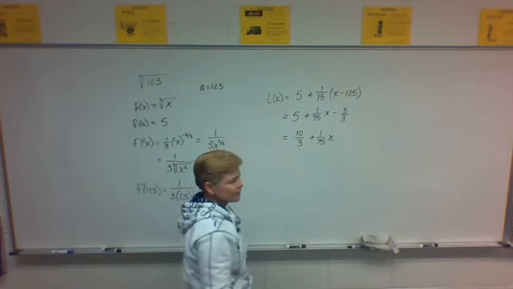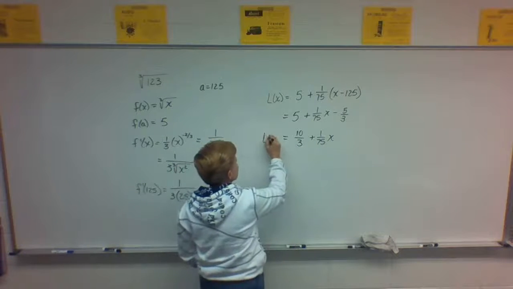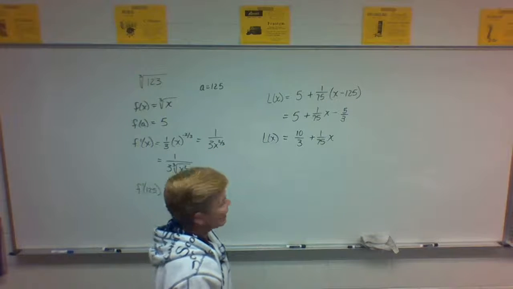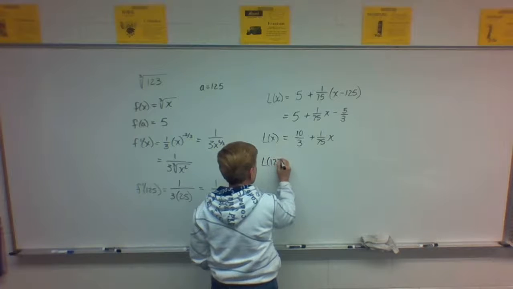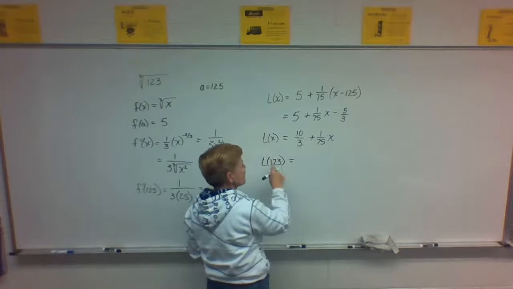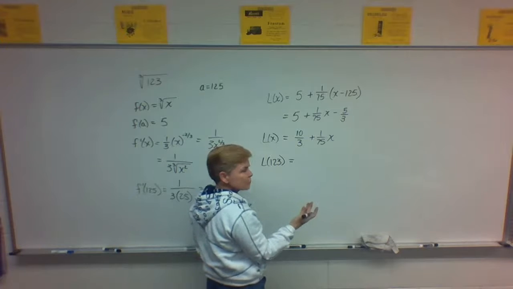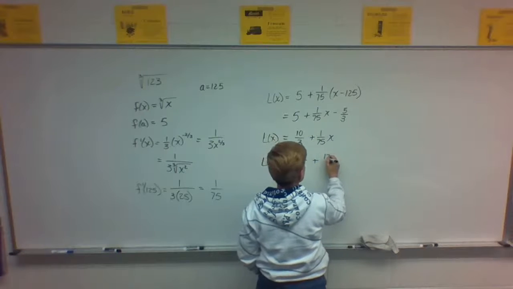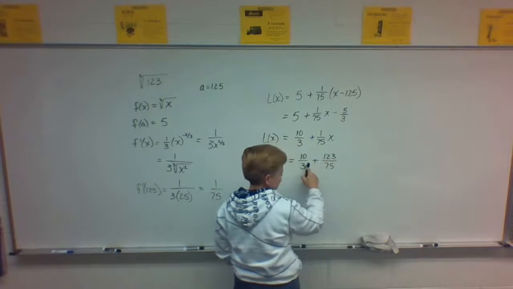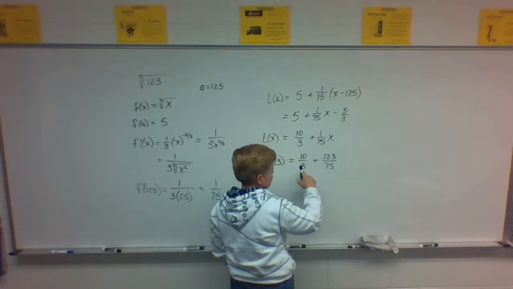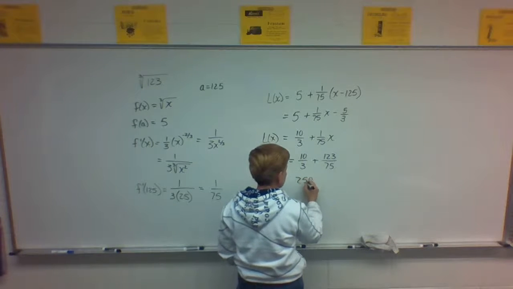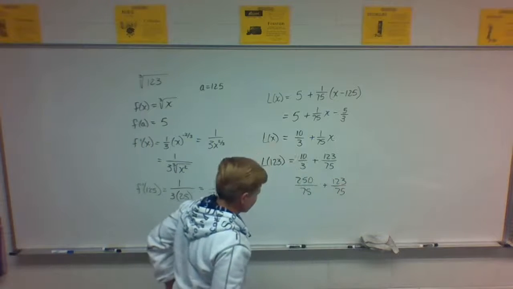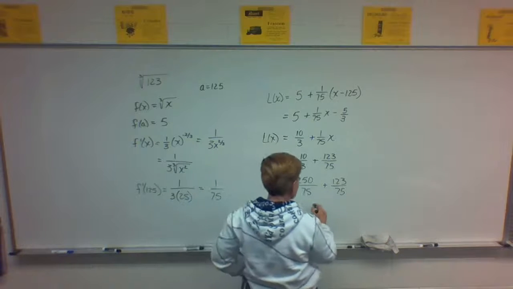I may come back to mine if I need to combine some things. That's what my linearization is. Where do I evaluate it? At 123. Remember, that's our line. We want to evaluate the line at 123 rather than the cube root function. So I have 10/3 plus 123/75. How do I convert that to 75s? Multiply by 25, so this would be 250/75 plus 123/75, which is 373/75.